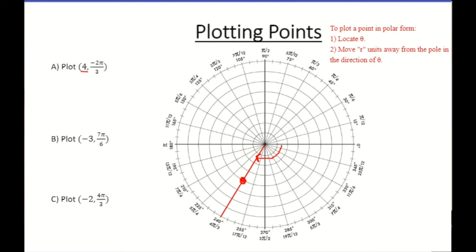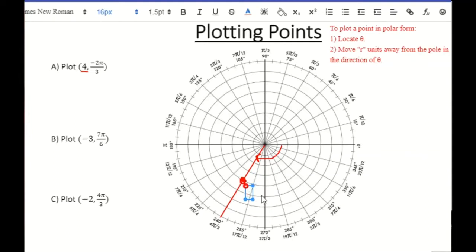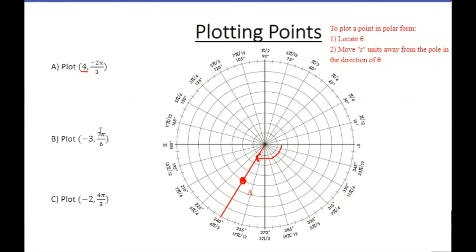So B is a little different in that the r value is actually negative. So let's talk about how you're going to handle that. The first thing you're going to do is the same thing as we did before, you're going to locate theta. And in this case, theta is 7 pi over 6. So I'm going to label that right here.